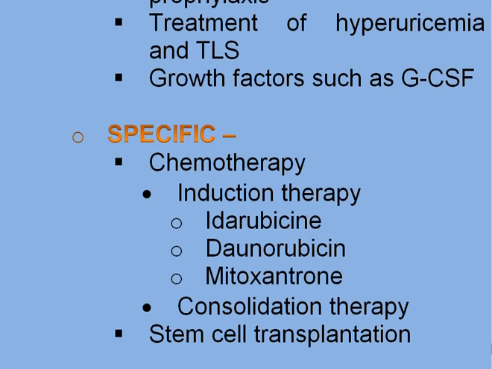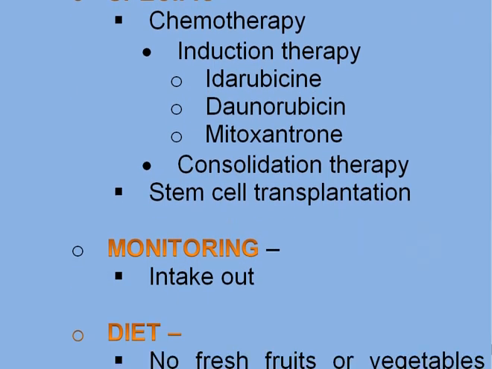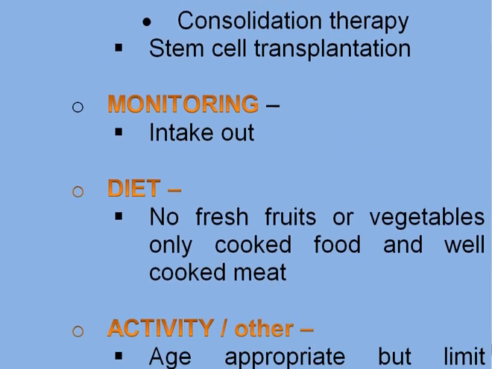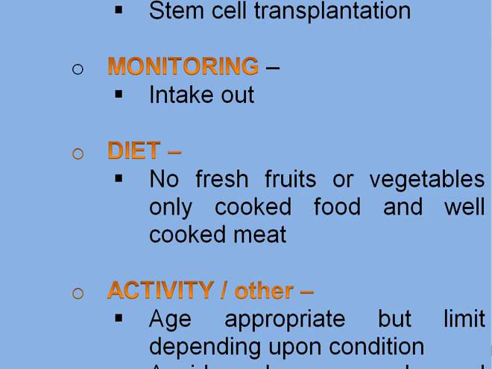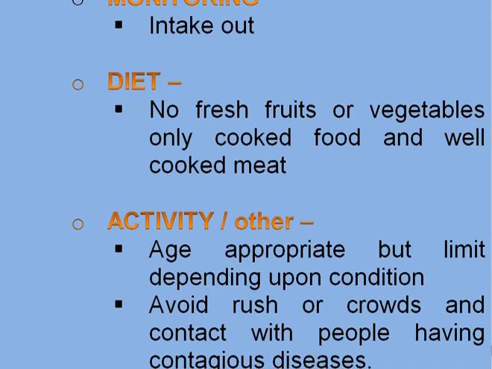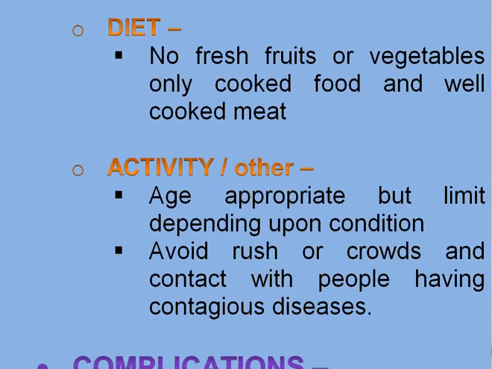Remember that a general pediatrician, whenever he comes across a diagnosis or suspicion of acute myeloid leukemia, must take the advice of the pediatric hematologist oncologist colleague. Monitoring intake and output, diet: no fresh fruits or vegetables, only cooked food and well-cooked meat. The child will be allowed age-appropriate activity but limited depending upon the condition. The child should avoid crowds and contact with people who have contagious disease.